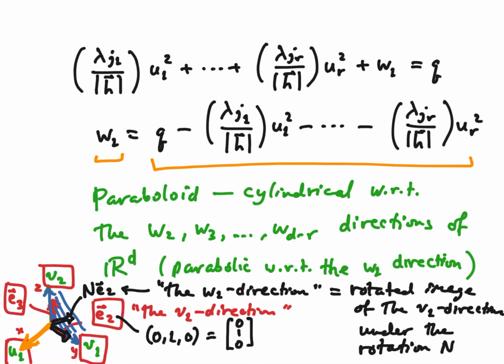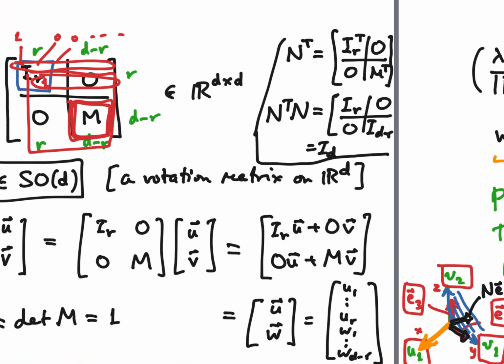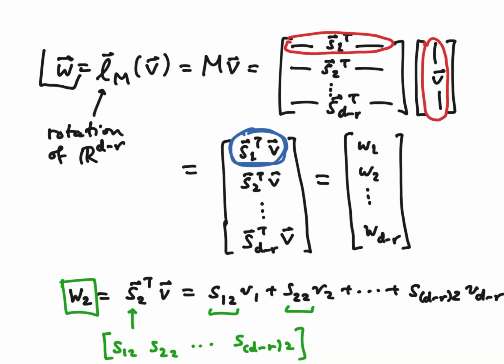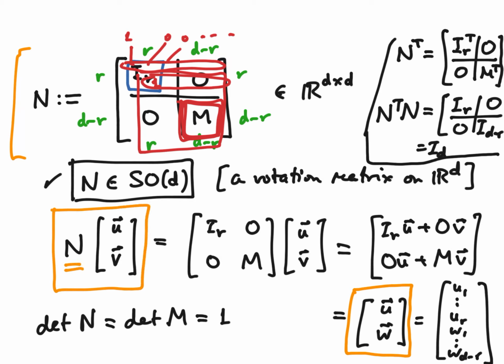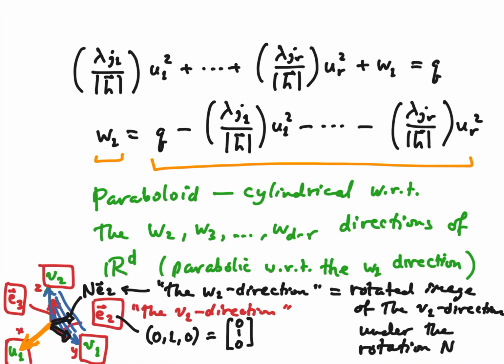Similarly, the w2 direction would be the rotated image of the v2 direction, because that's how w and v are related. w is just M times v. And in the d-dimensional context, the vector u followed by w is the rotated image of the vector u followed by v, where the rotation now is this matrix N. So w1 is sort of a new axis. It's not literally one of the axes, and that's why I'm trying to clarify.